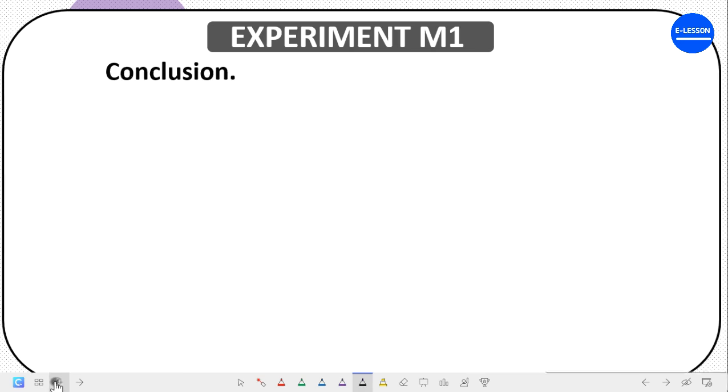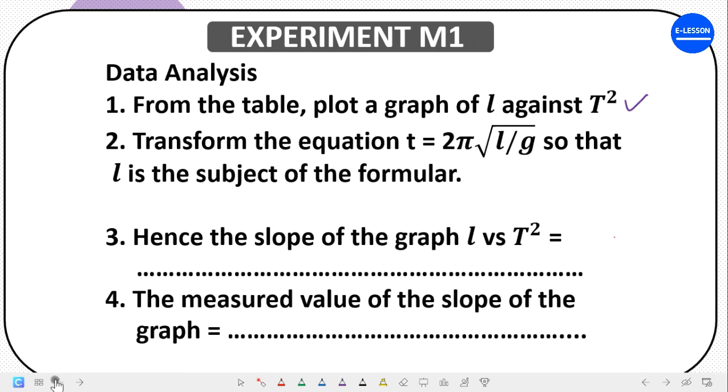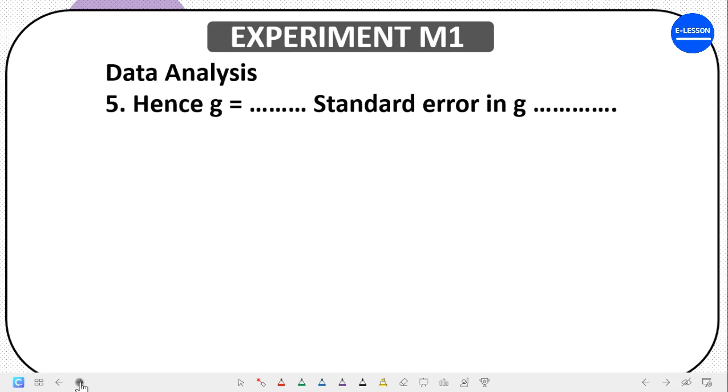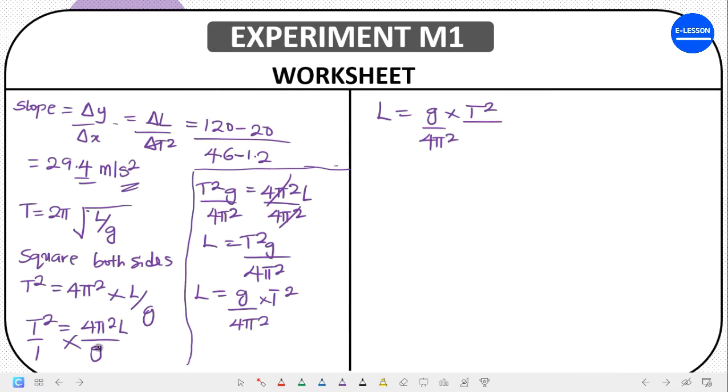We've done that transformation now, right? So that is what is expected here. So you can decide to write it that L is equals to that value. Saying hence the slope of the graph L versus t square is. Now that slope is not trying to tell you that you should write that 29.4 there. What that slope is telling you is this. Now, equation of a straight line in your secondary school, you were taught that y is equals to mx plus c. Where in this case, if I want to write it, I can say y is equals to what? mx plus c.